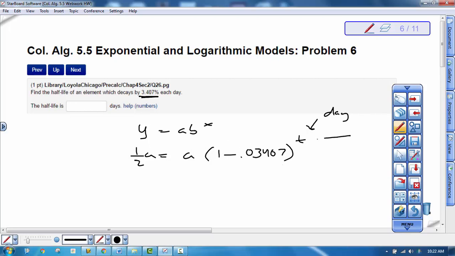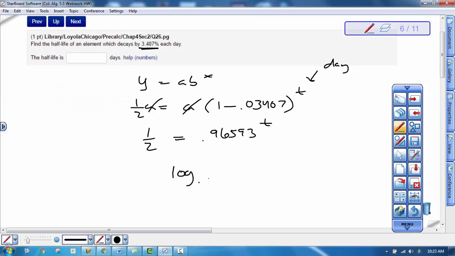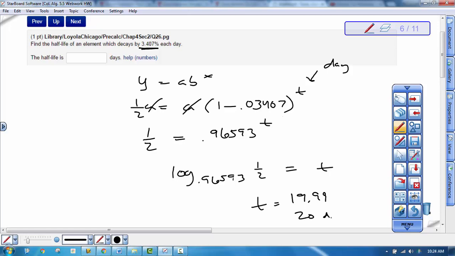So the question then becomes, if I solve for this variable, because the a's cancel, what this is answering is how much time or how many days go by where I get half the amount, which is called the half-life. So I'm looking for this variable here, which gives me the half-life. I can solve this. These a's cancel, and I get 1/2 equals 0.96593 to the t. And so I can change it into log form, log base 0.96593 of 1/2 equals t, which gives me a t of 19.99, which let's say 20 days.